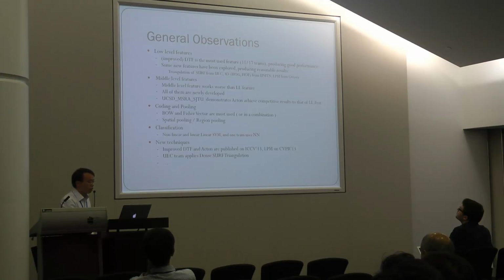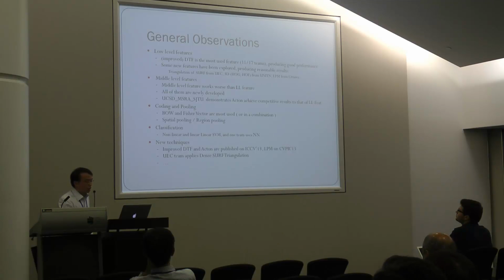For the middle-level feature, so far it has not performed as well as the low-level feature, but most of the approaches are newly developed, and some teams actually demonstrate that the middle-level feature can perform very close to the low-level feature. For the coding and pooling, most teams use Bag of Words or Fisher vector coding, with spatial pooling and temporal pooling. In the classification, they use either non-linear or linear SVM.